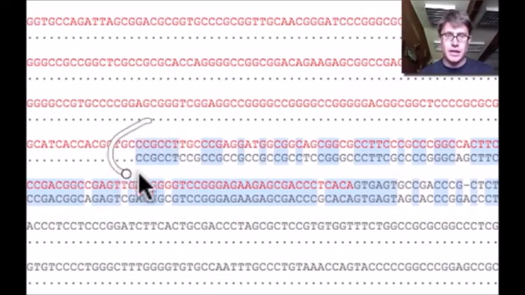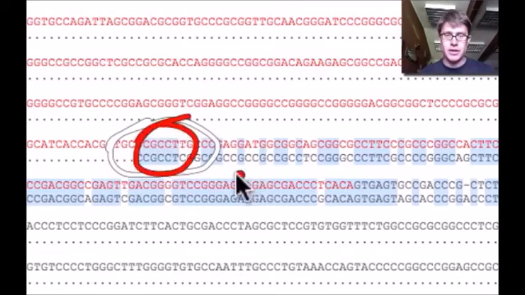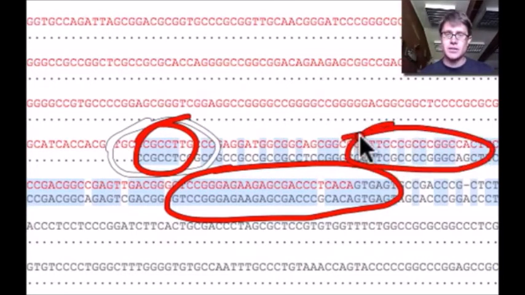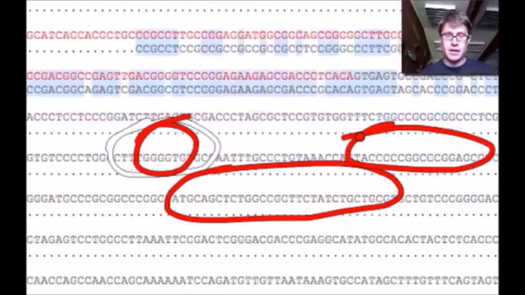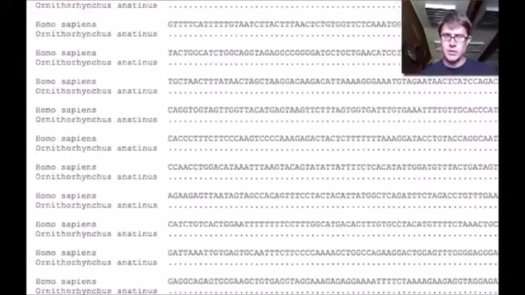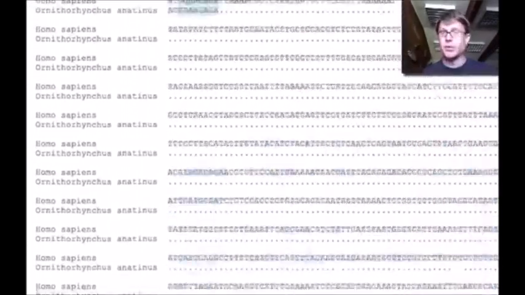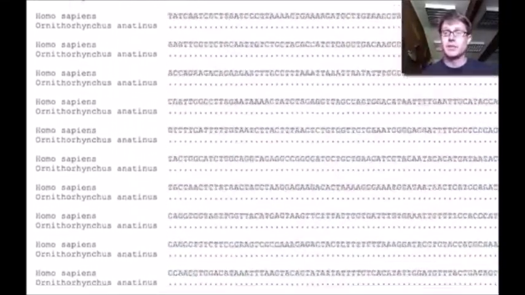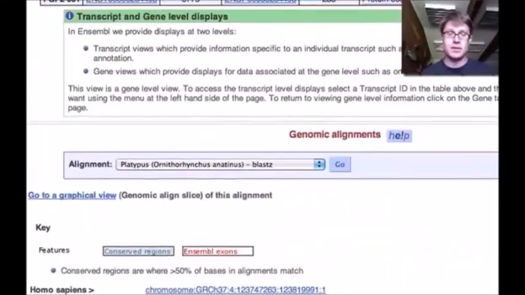Between us and platypus, we find that there are actually some similarities right here. So we actually share some portions of this gene with the platypus. But if I keep moving down and down, we find that there's really not that much in common between me and a platypus. But probably way more between me and a platypus, since it's a mammal, than me and, for example, a tree.